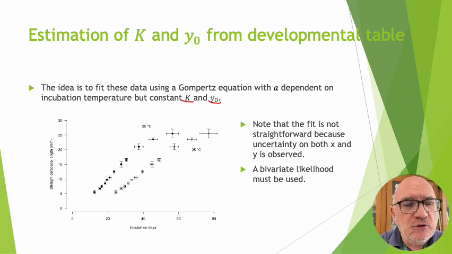You cannot use the typical tools for fitting a Gompertz model because here you have uncertainty on both Y, the size, but also the time. So we must use a bivariate likelihood, and you can find the code in the description of this video.